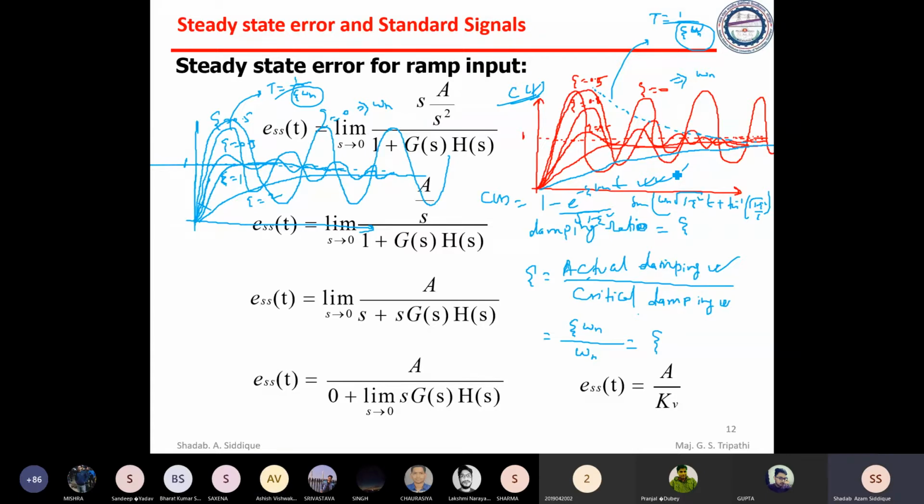Sir, what is the physical meaning of the zeta value? The zeta value basically gives you the behavior of the damping. Okay, this is the behavior of the damping, how the system settles down, very fast or very slowly or not. It tells the behavior of the system, how quickly your system reaches the steady state. That is the significance.